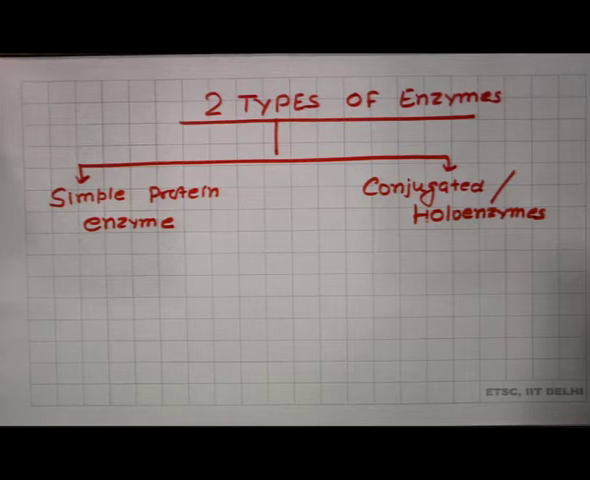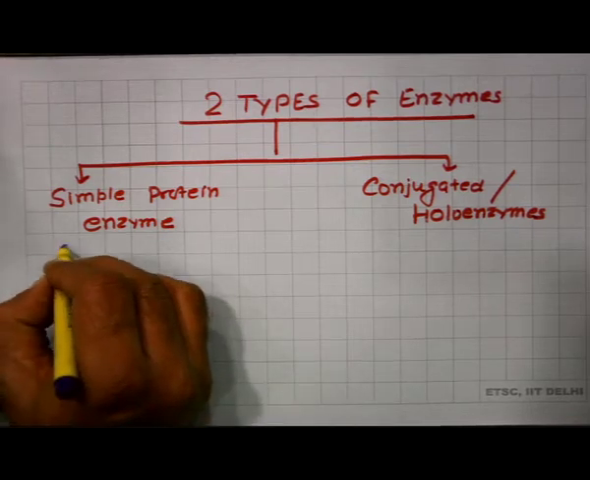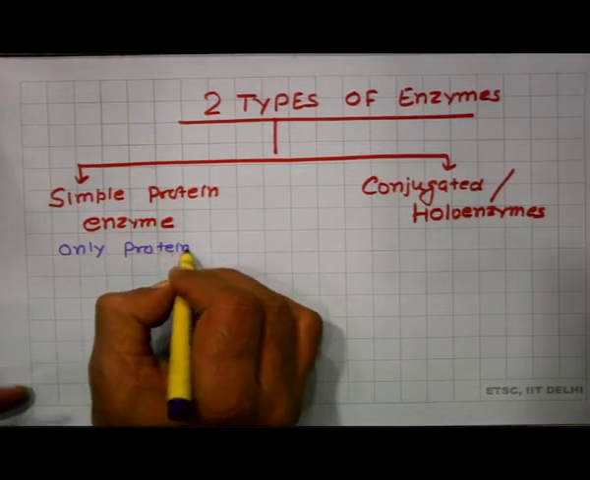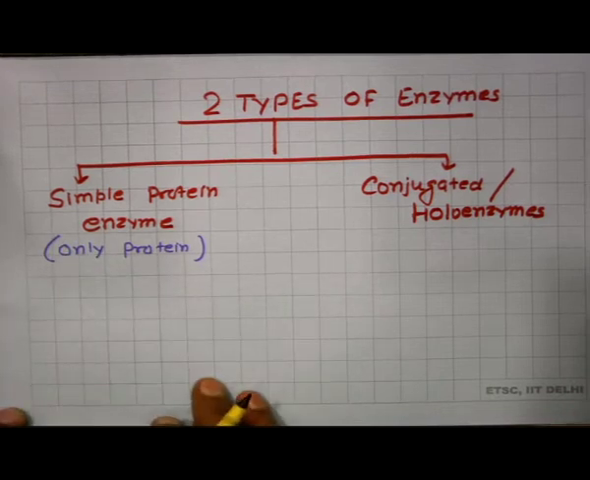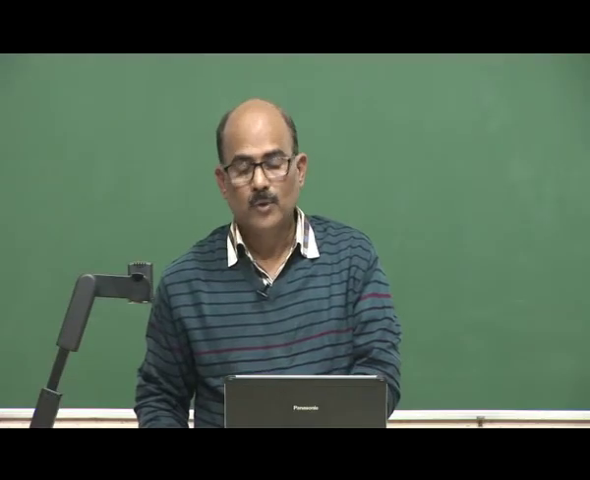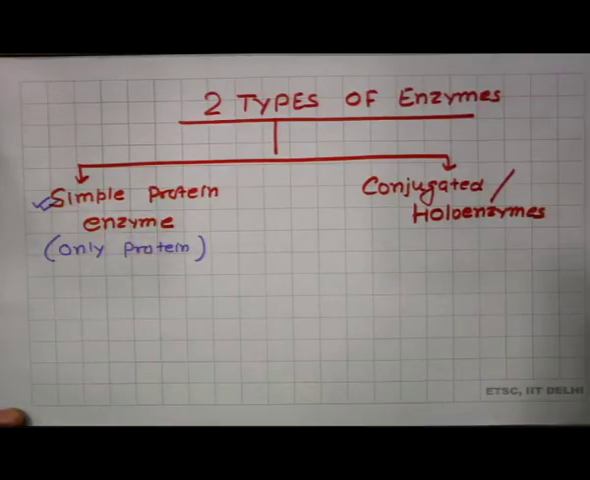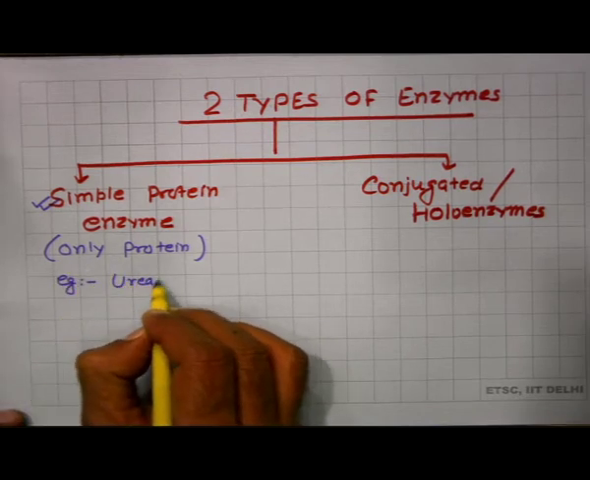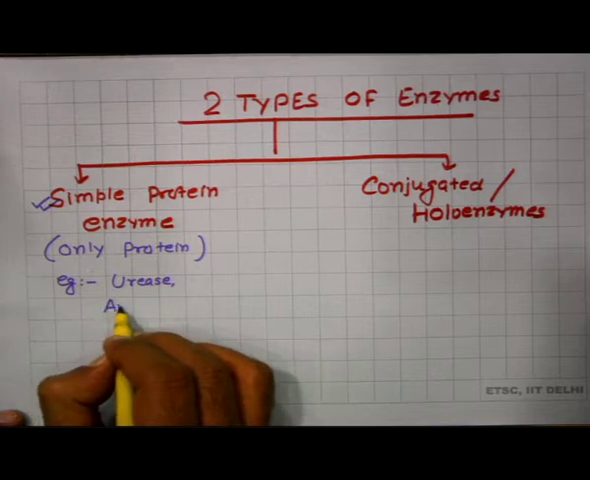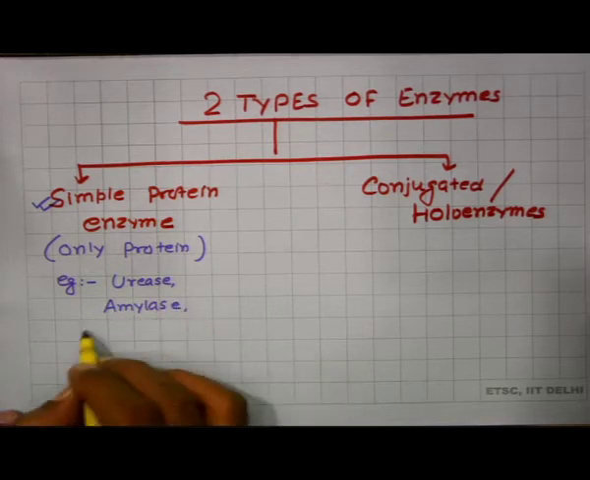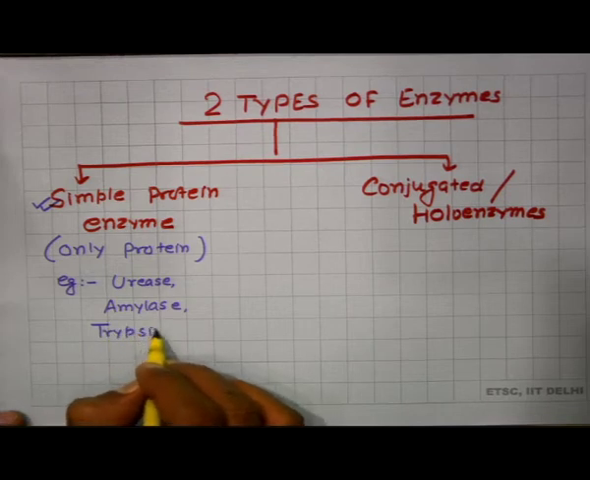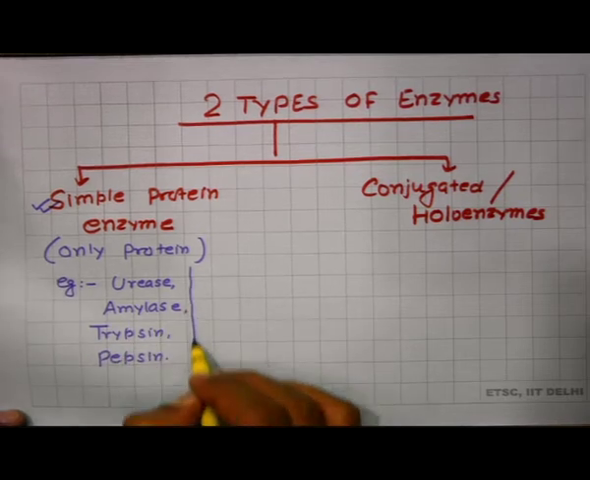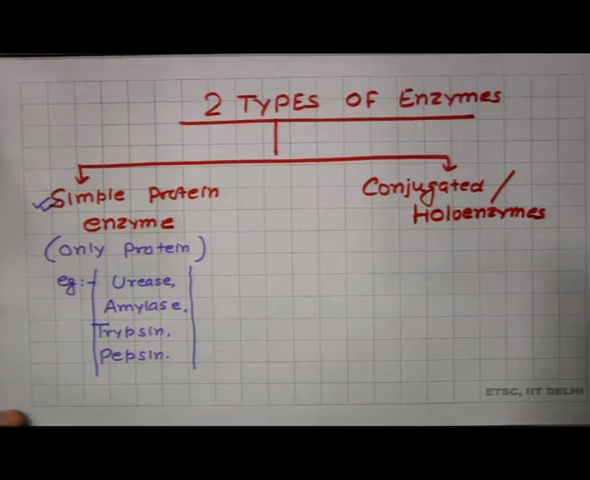The simple protein enzyme consists of only proteins. If enzymes are made of only amino acids, or only protein, that type of enzyme is called a simple protein enzyme. Examples of simple protein enzymes are urease, amylase, trypsin, pepsin. These are the simple protein enzymes that are chiefly protein in nature.